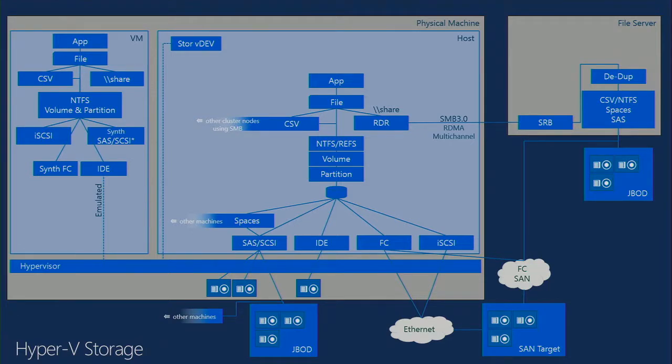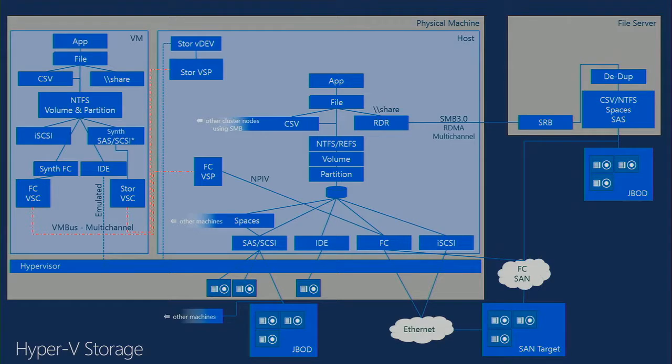So IDE goes to the hypervisor. Any disk operation that comes to the IDE goes through the hypervisor into the root partition, and it talks to the store VDEV. If it were a synthetic drive device, it talks to the synthetic VSP, the store VSP or the fiber channel VSP, and that has a direct connection to the host using the virtual VM bus. And VM bus is one of those things that we have continuously tried to improve and make highly performant using multiple channels and so on, and we'll talk a little bit about that as well.